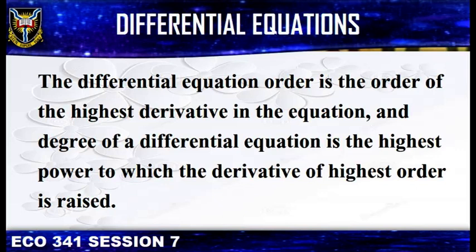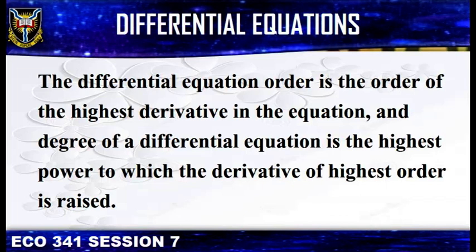Example 2. A. dy/dt is equal to 2s plus 6, first order, first degree. B. (dy/dt) raised to power 4 minus 5dt is equal to 0, first order, fourth degree. C. d squared y over dt squared plus (dy/dt) raised to power 3 plus x squared is equal to 0, second order, first degree.